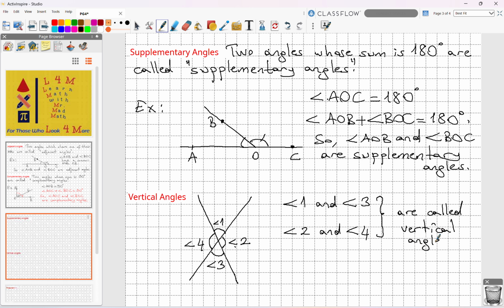So each pair is called vertical angles. For example, angle 1 and angle 3, they are vertical angles. Angle 2 and angle 4, they are also vertical angles.